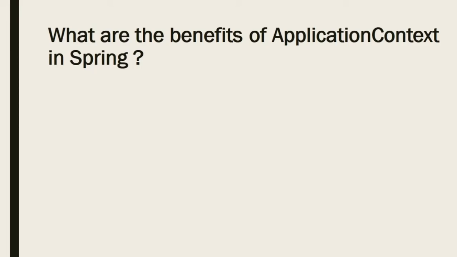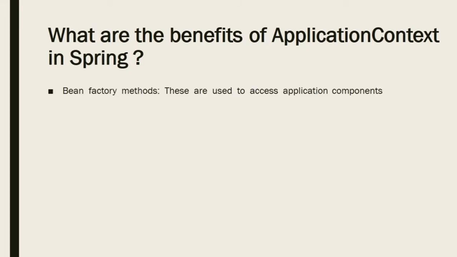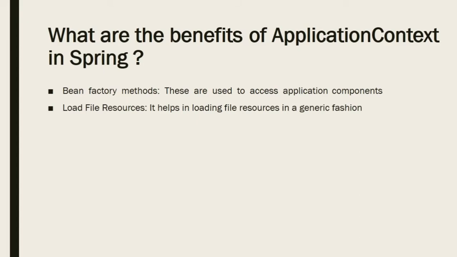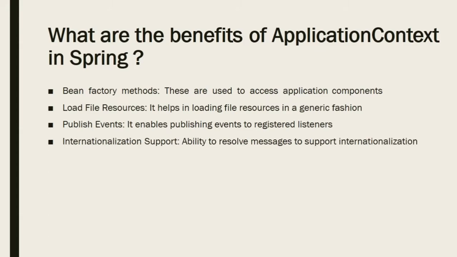Okay, application context in Spring provides following benefits. 1. BeanFactory methods. These are used to access application components. 2. Load file resources. It helps in loading file resources in a generic fashion. 3. Publish events. It enables publishing events to registered listeners. 4. Internationalization support. Ability to resolve messages to support internationalization. 5. Parent context. Ability to inherit from a parent context.